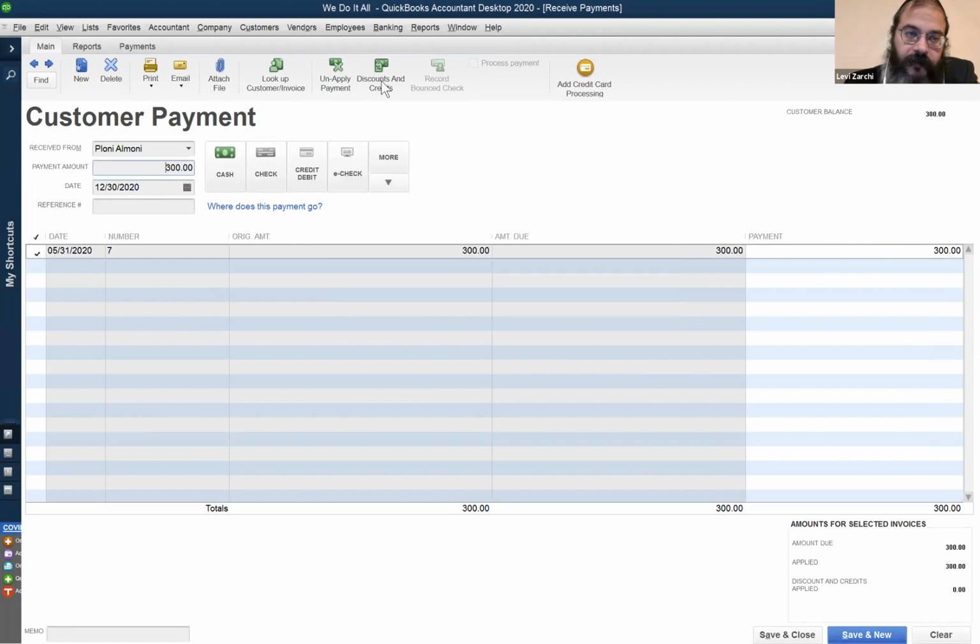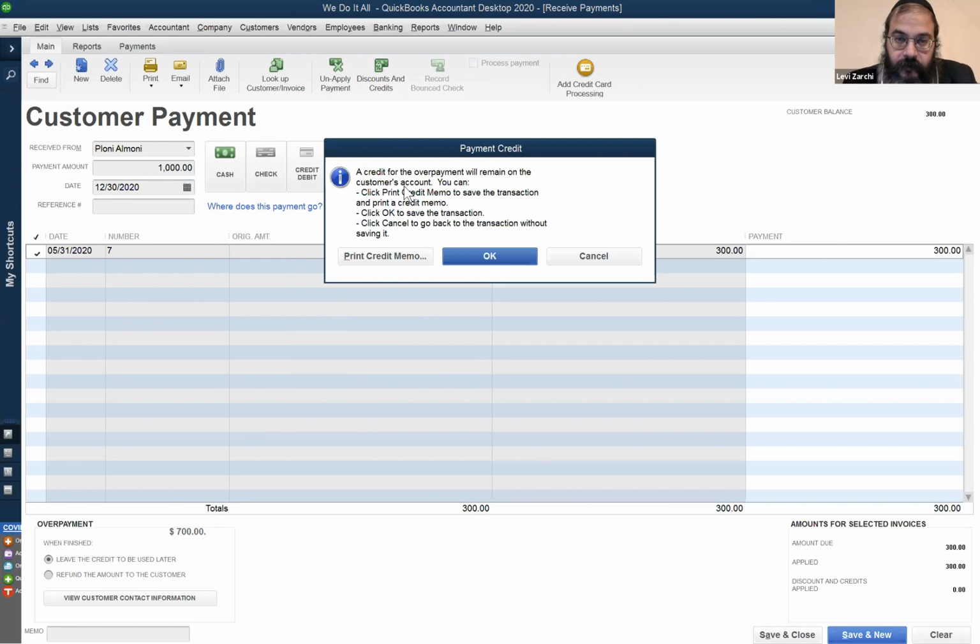But in this case, we have $1,000. What happens if I do $1,000? QuickBooks tells us that when we're finished, there's an overpayment of $700, similar to if we put in 200, there's an underpayment of $100 because the bill is 300. In our case, we have $1,000. Okay, so we're going to leave the credit to be used later, and we are going to save and close. QuickBooks tells us that a credit will remain on the customer's account.